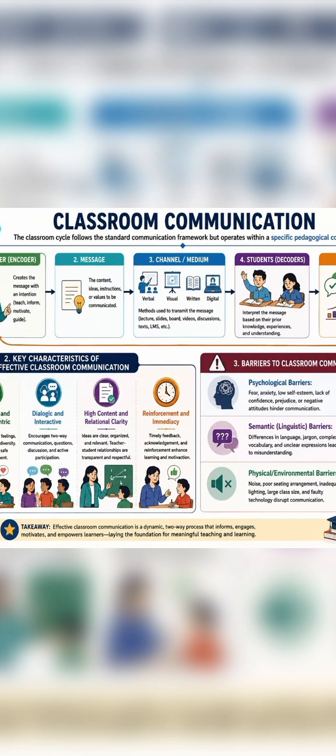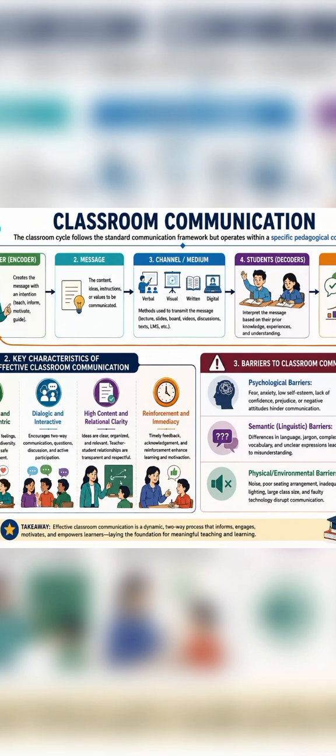Third, we have high content and relational clarity. The ideas must be crystal clear, organized, and relevant. At the same time, the teacher student relationship must remain transparent, professional, and respectful. Fourth, reinforcement and immediacy. This means providing timely feedback and acknowledgement. When a student answers right, praise them instantly. If they struggle, guide them immediately. This instant reinforcement massively boosts motivation.